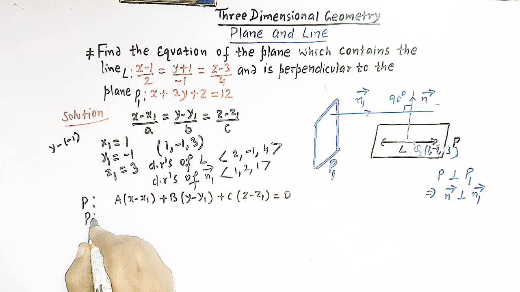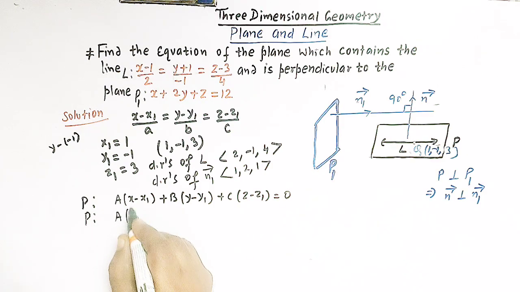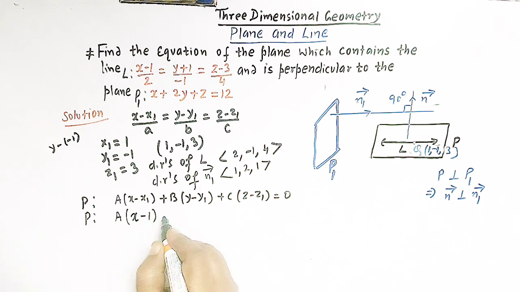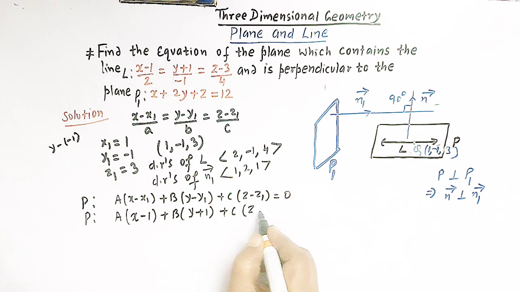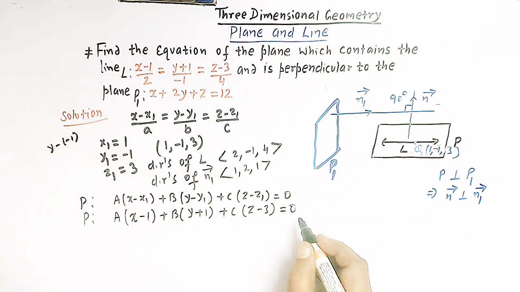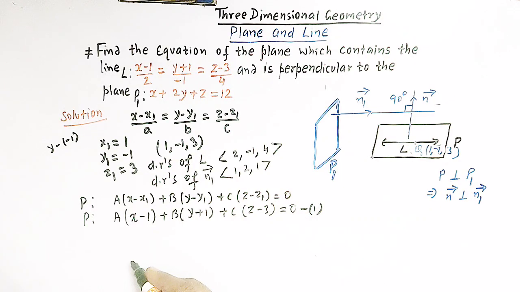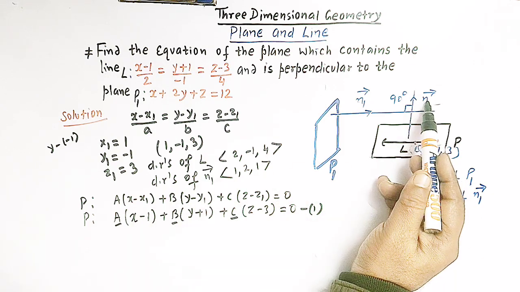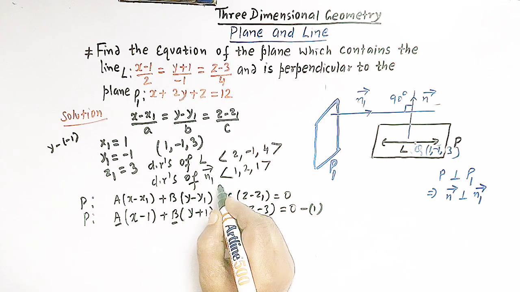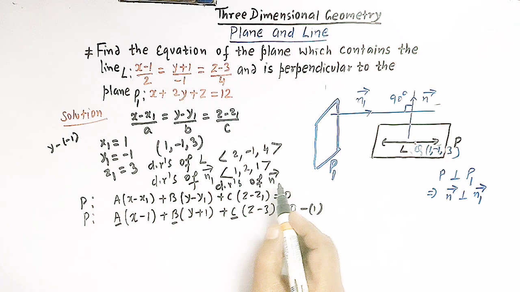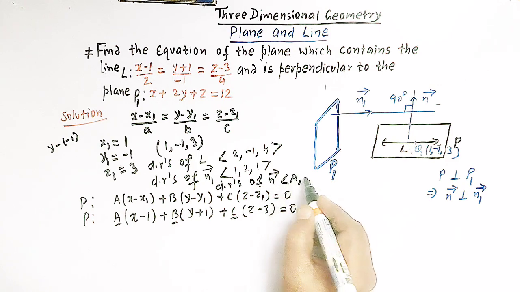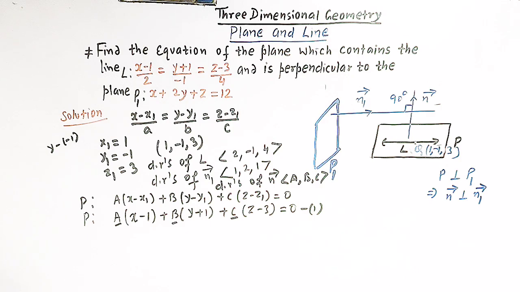So the equation of the plane P is now given by A(x minus 1) plus B(y plus 1) plus C(z minus 3) is equal to 0. Let us call this equation number 1, and here A, B and C are the direction ratios of the normal vector to this plane P. So here we can now write the direction ratios of the normal vector N as capital A, B and C.